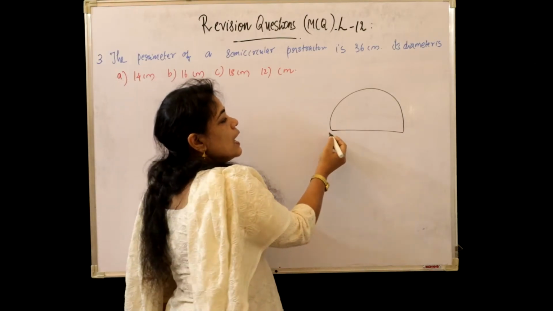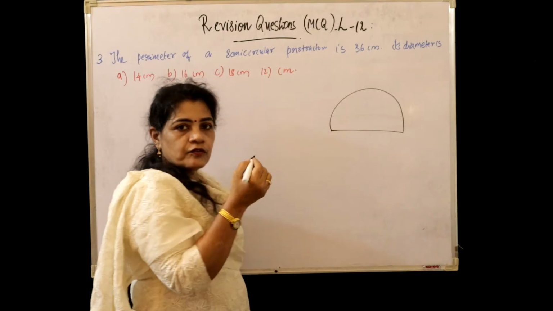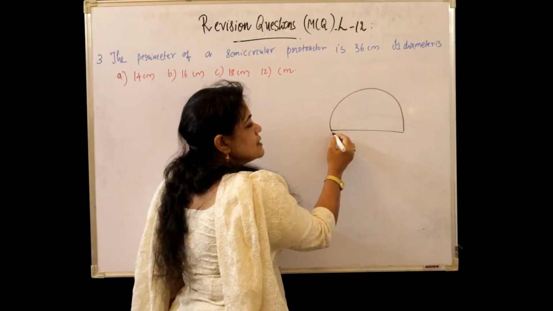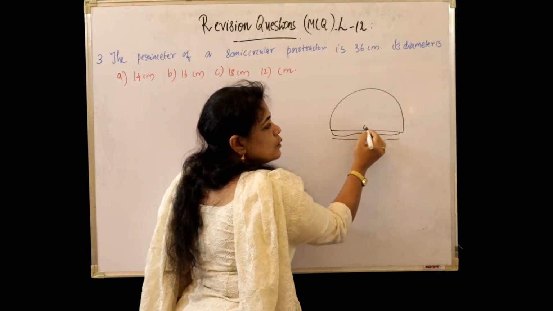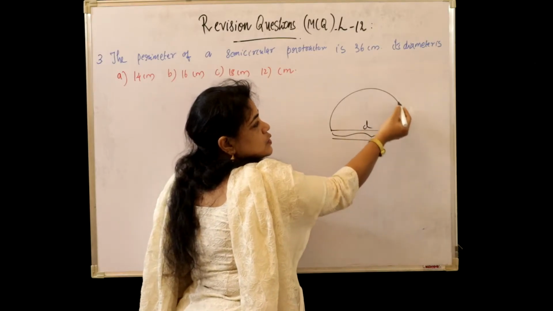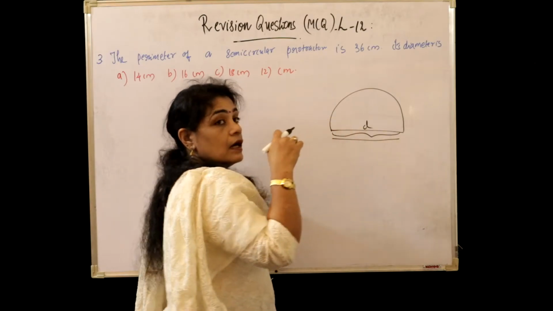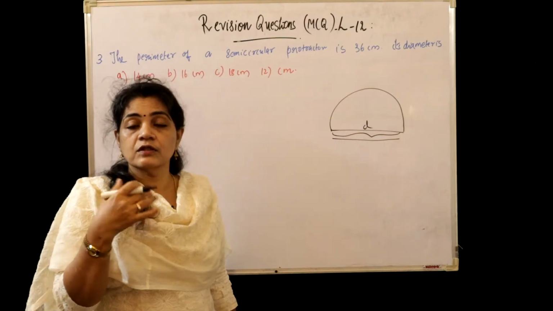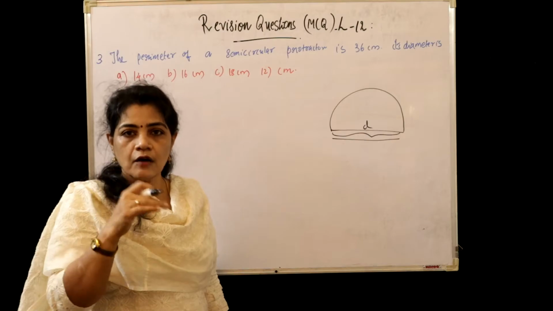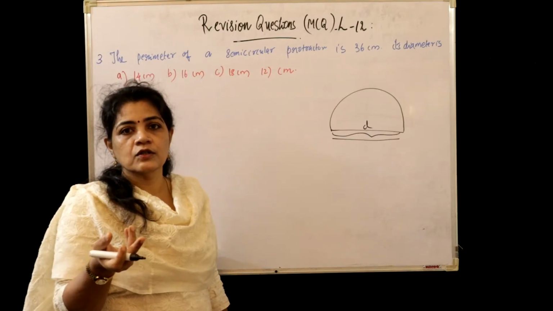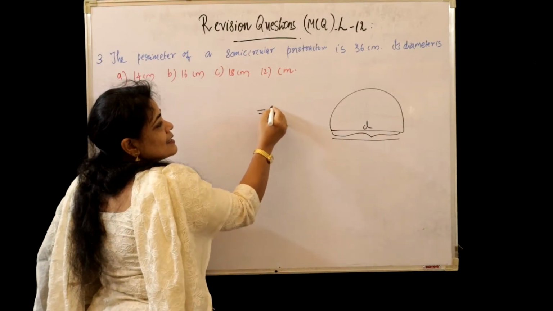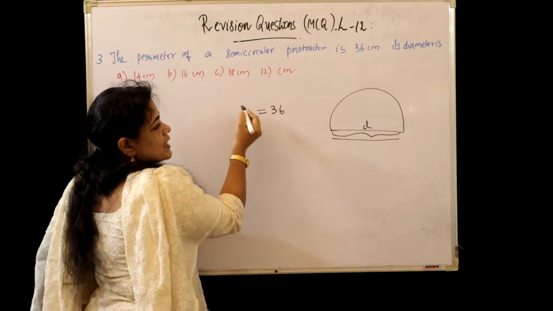Okay, this is the starting point of the protractor, and since it is semicircular, this is the diameter, D. And from this point to this point is half the circumference, because it is semicircular. Half the circumference is 2 pi r by 2, that is pi r. So actually this 36 is the perimeter of the protractor.